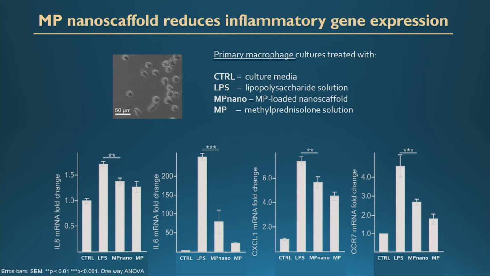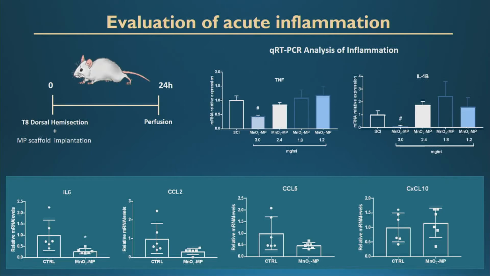So after this, the next step was we got the material from them, and we started looking at also a series of pro-inflammatory cytokines that we know are upregulated in the first day after injury. The animal paradigm we used was a dorsal hemisection lesion in a mouse. And right after the hemisection, we decided to implant the scaffold in the lesion site first, and then we waited 24 hours before collecting the tissue and quantifying, again, pro-inflammatory gene expression using qPCR.